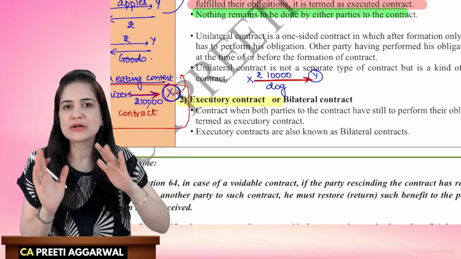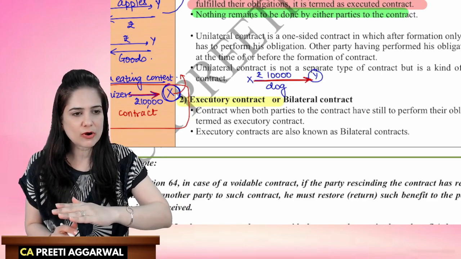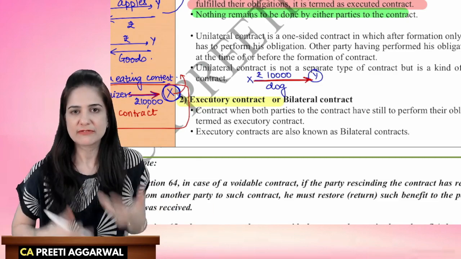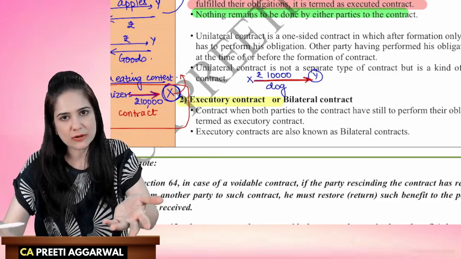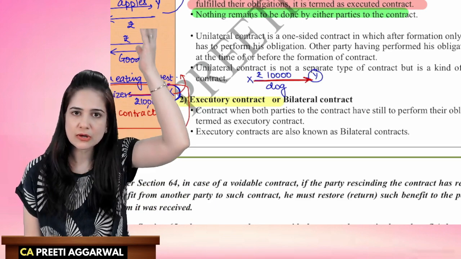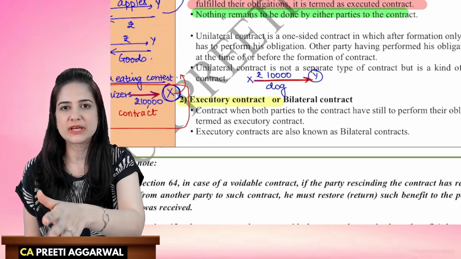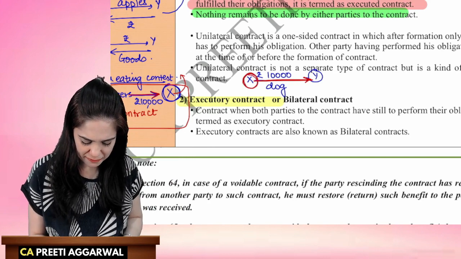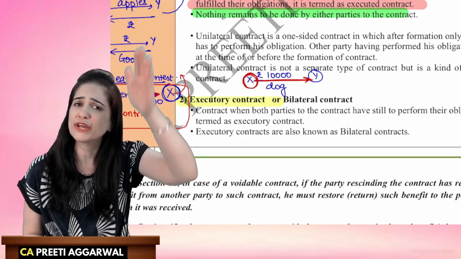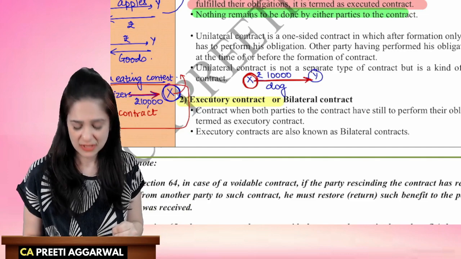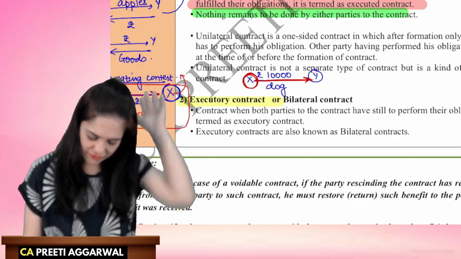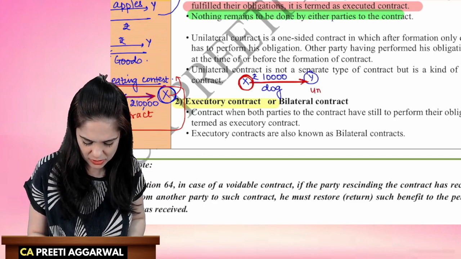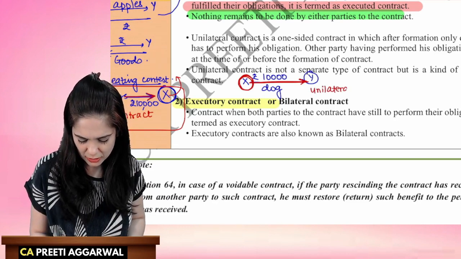So till the dog is found, I don't have a contract with any person because I don't know with whom the contract is to be entered. The contract will be entered only when someone finds the dog. So Y found the dog and now a contract is entered with him. In this contract, only X has to perform his obligation of paying the 10,000 rupees. Y has already performed his act in the past. Since Y has already performed his act, only X needs to perform. This is also a unilateral contract.